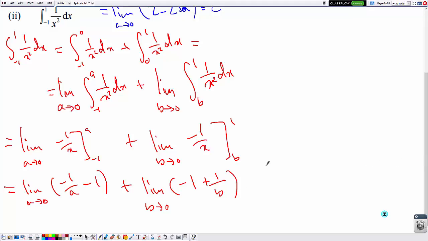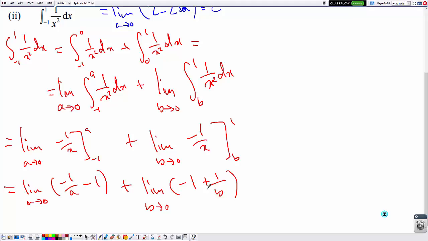So finally, we're almost done. We need to work these out. But notice this is as a goes to 0, and this is as b goes to 0. As a goes to 0, the minus 1 and this minus 1 for b tending to 0 are unaffected. But the problems are these values. As a tends to 0, this tends to infinity. In fact, it tends to negative infinity. And this 1 over b tends to infinity as well.